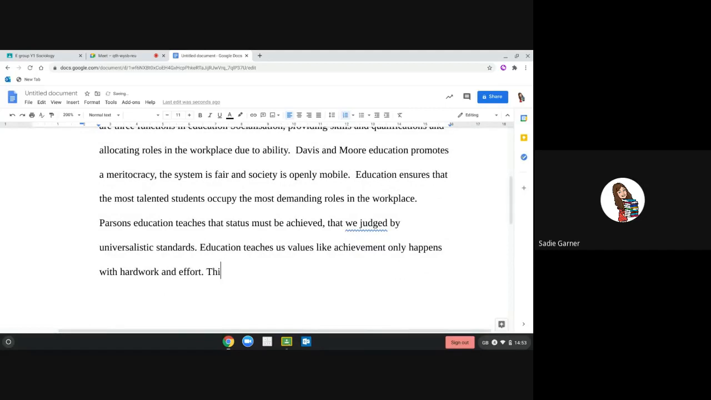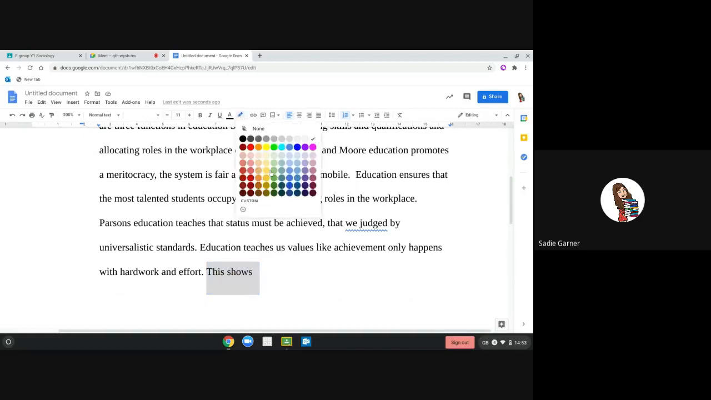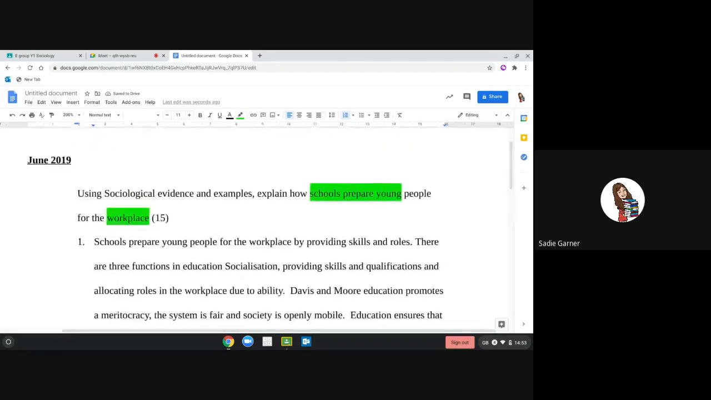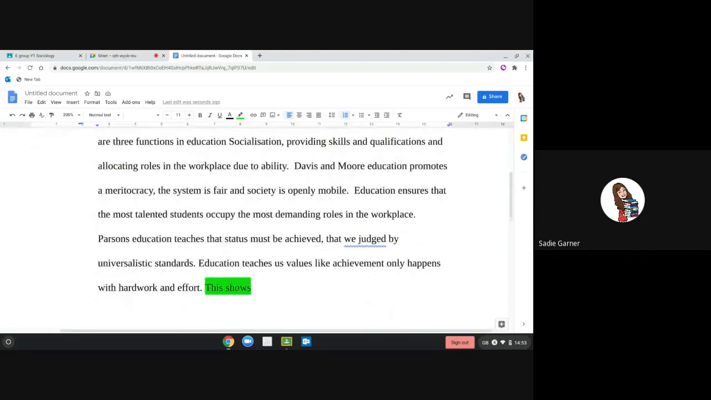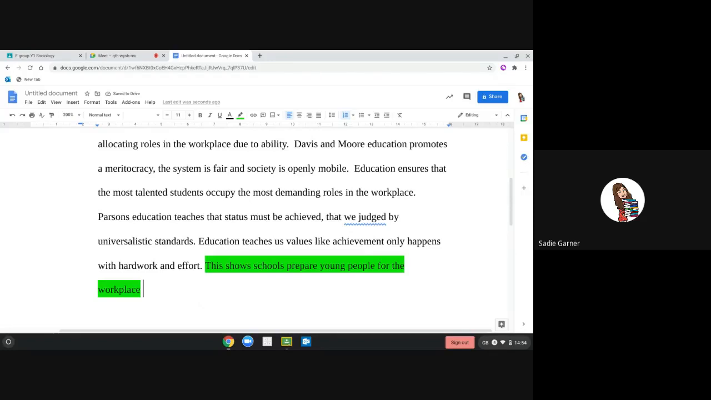Then I must say "this shows." I have to show the examiner that I'm changing skill. And with the "this shows," I have to directly reference the question, answering the question that they gave you. So this shows schools prepare young people for the workplace by providing skills needed in work.